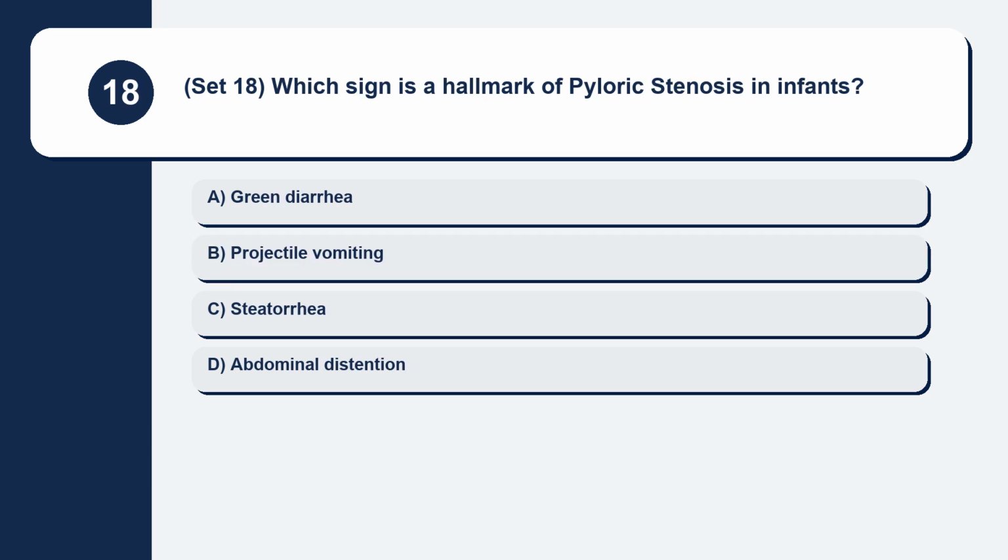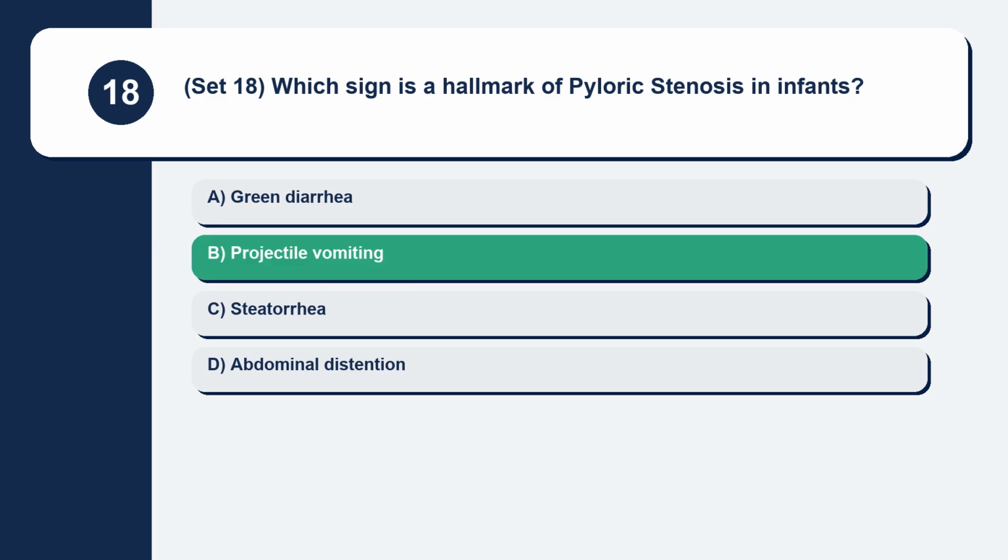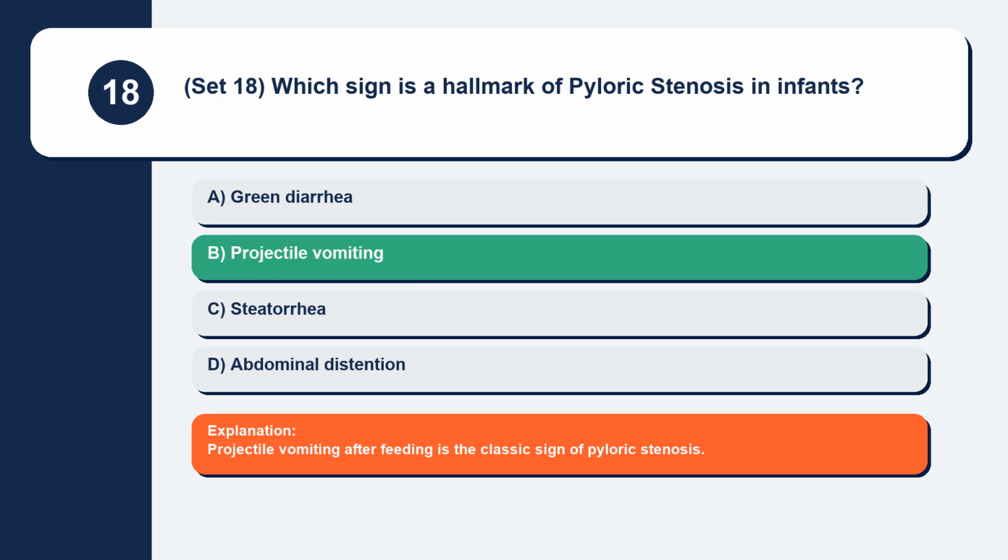Question 18. Set 18. Which sign is a hallmark of pyloric stenosis in infants? Green diarrhea, projectile vomiting, steatorrhea, abdominal distension. Projectile vomiting after feeding is the classic sign of pyloric stenosis.